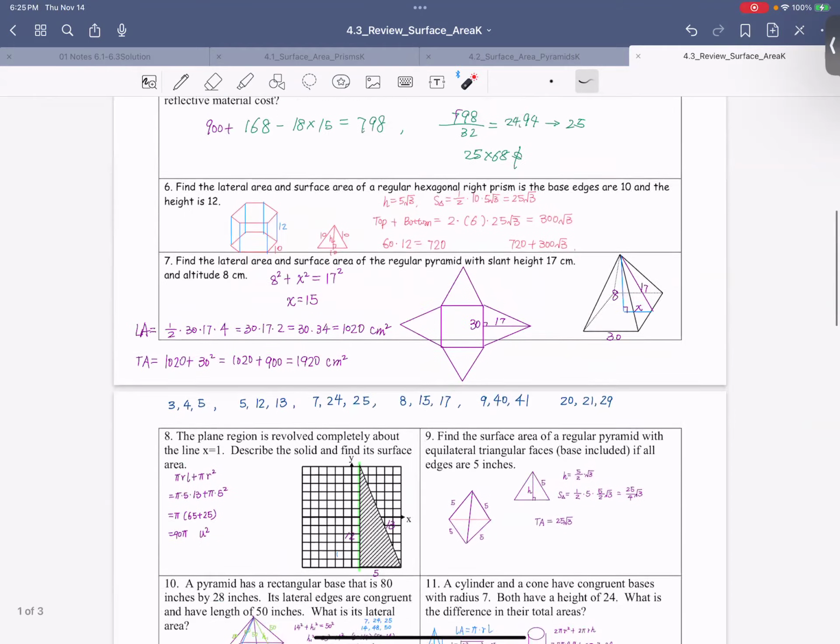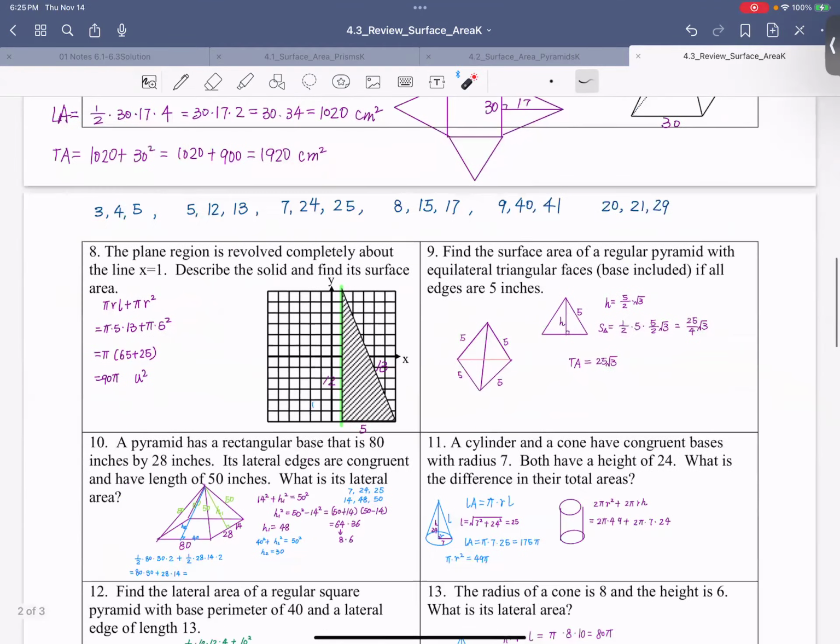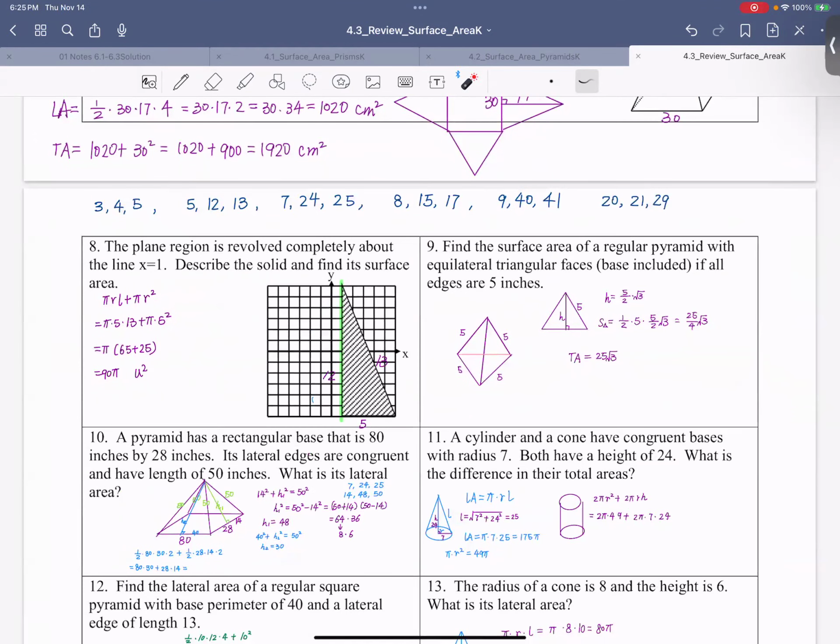Now with a foundation of drawing, let's see here. Number 8. The plane. This time it's not a rectangular plane. It is a right triangle. This one is revolved completely about this center line, x equals 1. So here, rotation is one thing. The center line is another thing.